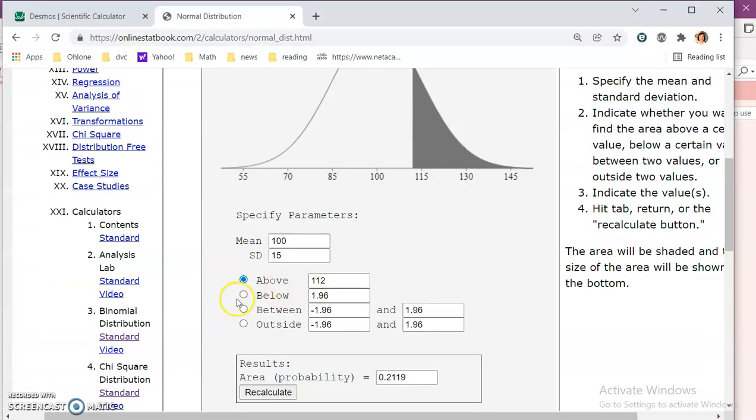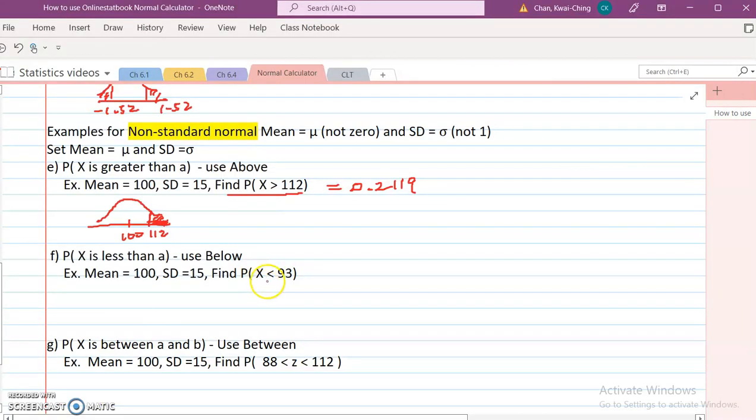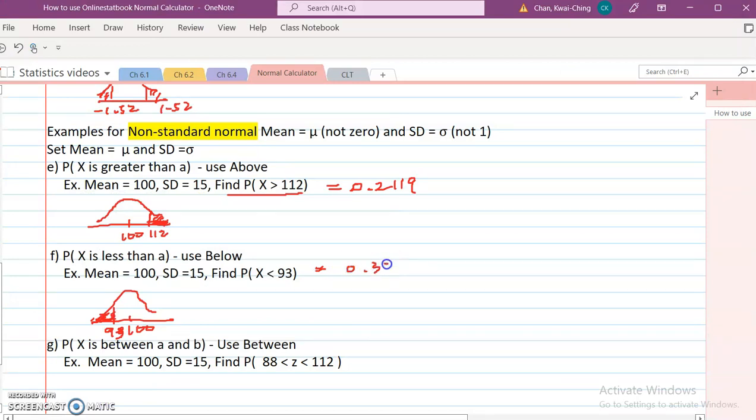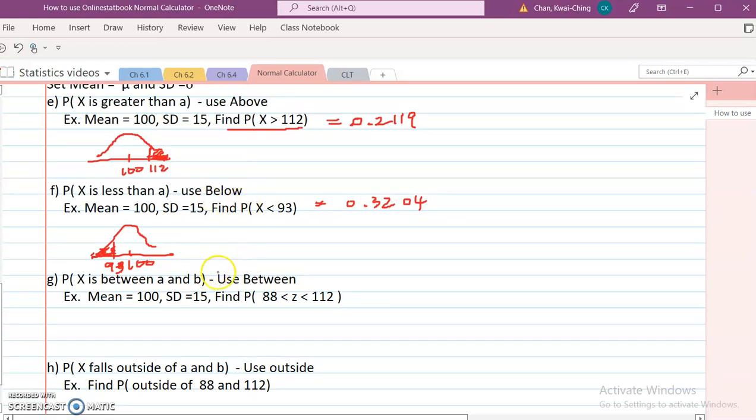And then for below, for less than 93. We would have 100 in the middle, and less than 93 is on the left tail. So we would use below. Change this to 93 and then hit recalculate, and it is 0.3204. Right? So greater than, above; less than, below. In between and outside are very self-explanatory.